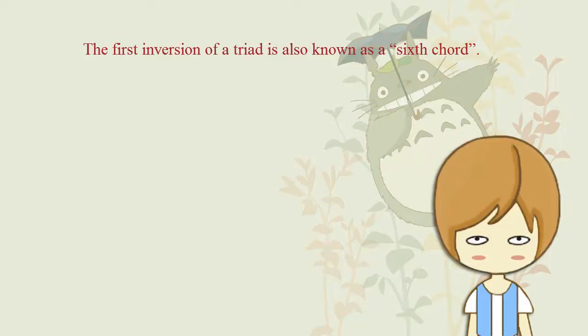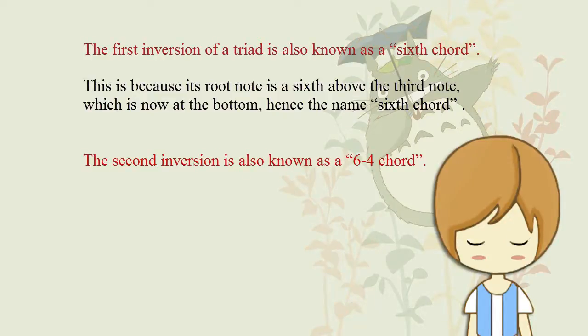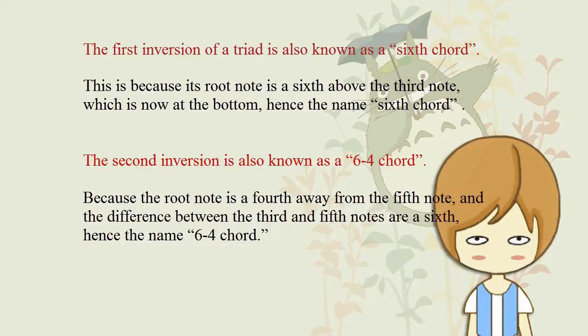The first inversion of a triad is also known as a sixth chord. This is because its root note is a sixth above the third note, which is now at the bottom, hence the name sixth chord. Once the fifth note in a triad becomes a bottom note, that is known as a second inversion. The second inversion is also known as a 6/4 chord because the root note is a fourth away from the fifth note, and the difference between the third and fifth note are a sixth, hence the name 6/4 chord. Chord inversions are a commonly seen chord type.